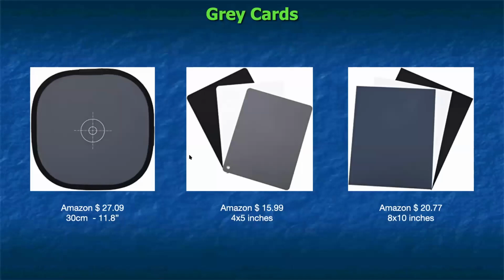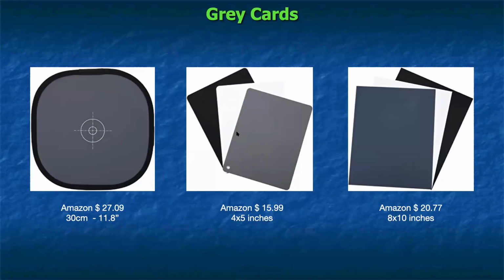So Amazon, for those who like Amazon, they sell them. I was on Amazon.ca, so these are Canadian prices. These little collapsible 30 centimeters gray card, or 11 inches if you like inches, $27 on Amazon. These are a little bit smaller, 4x5 inches, and these are little black, white, and gray. The gray, white, or black, any one of them you can use for color balance. It also helps for your exposure.